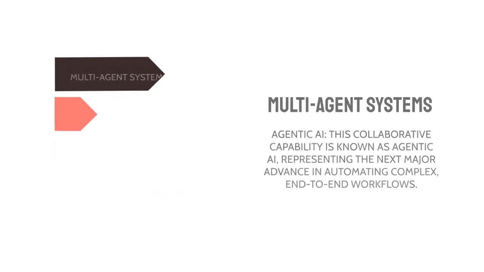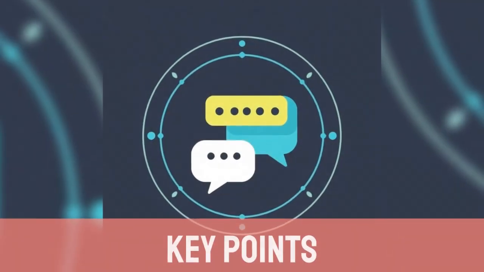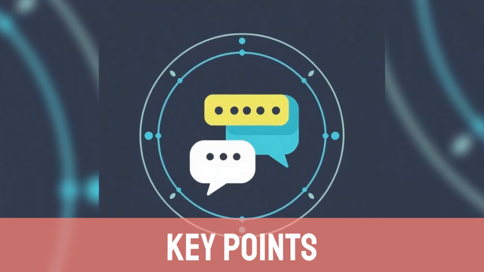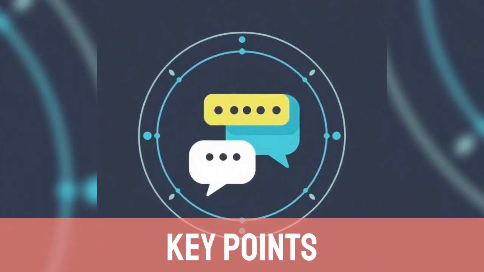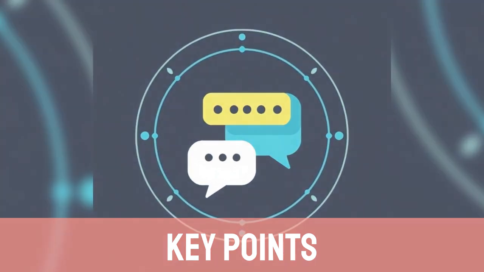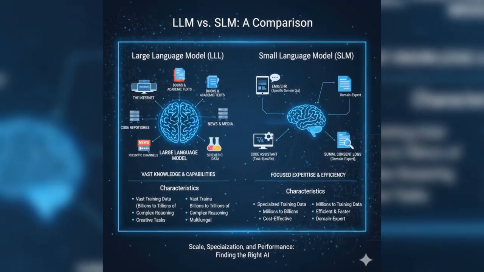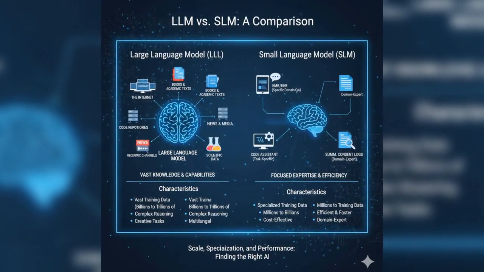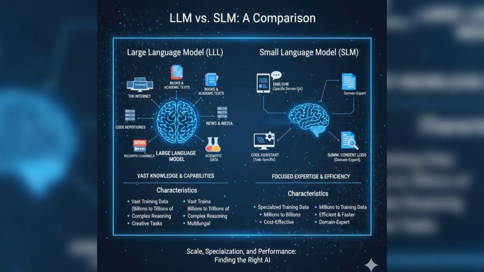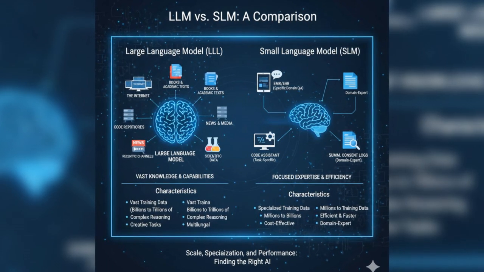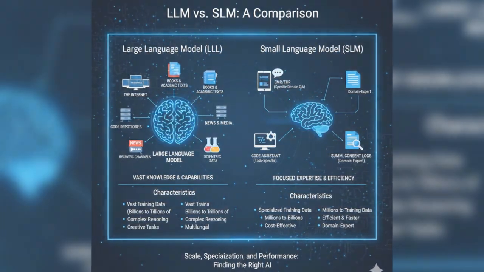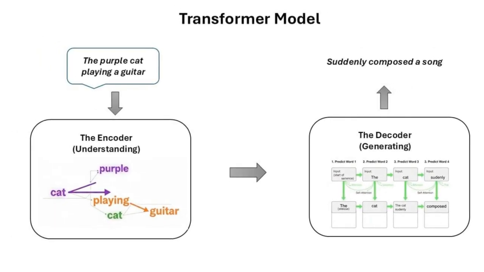To recap, this module provided a comprehensive overview of generative AI, defining it as the creation of new content, text, images, code, using models like LLMs and efficient SLMs. It explained the foundation in natural language processing, NLP, covering key concepts like tokenization, word embeddings, and the transformer model's encoder, for understanding via attention, and decoder, for generating text.